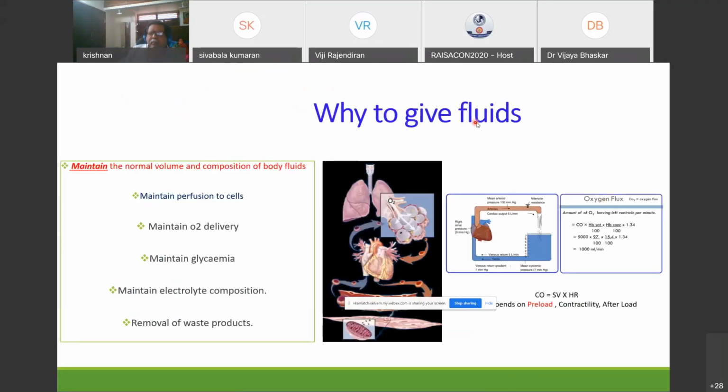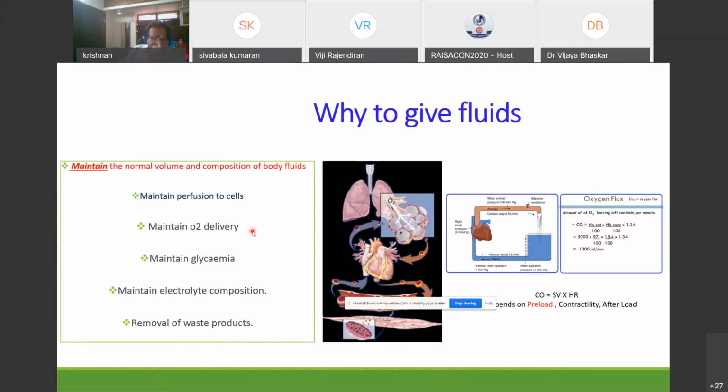Now coming to why should we give perioperative fluids? Our aim is to maintain normal intravascular volume with normal electrolyte composition so that we will be able to maintain perfusion to the cell. So when you maintain perfusion to the cell, oxygen is delivered, sugar is delivered, electrolyte is maintained, waste products are removed, so the cell doesn't undergo destruction. So there is no injury to the cell because you are giving oxygen, you are giving sugar, you are giving adequate electrolytes. So the cell goes into aerobic metabolism and produces lots of ATP, which preserves the cellular metabolism.